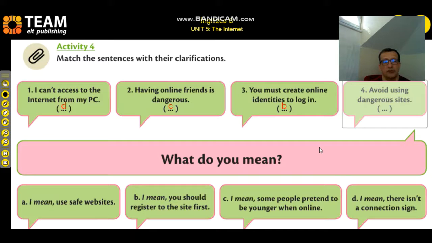Okay, and the last one, of course, avoid dangerous sites. Avoid means kaçın. Uzak dur. Yes, avoid using dangerous sites. I mean use safe websites. Emniyetli web sitelerine gir demek istiyorum. Yes, okay. What about the next one?